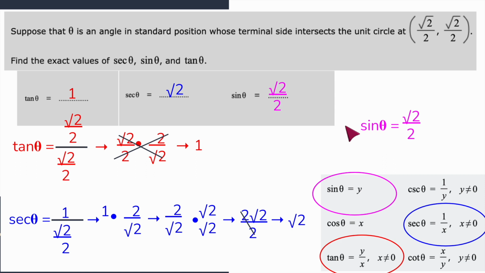So that is how you find the exact value of your trigonometric functions using the basic unit circle.